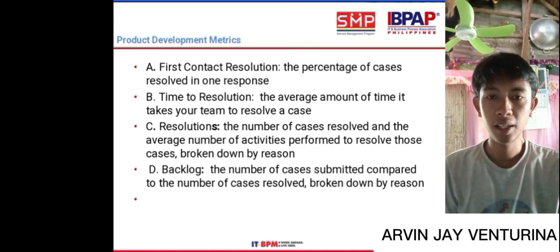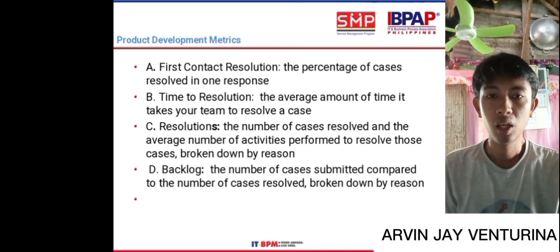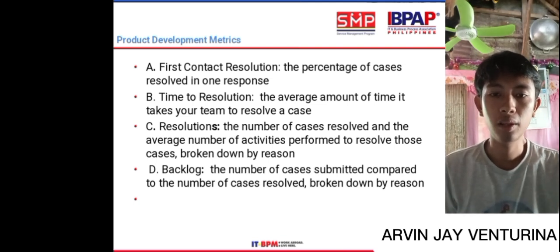Backlog. This is like a to-do list that keeps growing. It's the difference between how many problems people report and how many we fix. If we get 100 new problem reports but only fix 80, we have a backlog of 20.